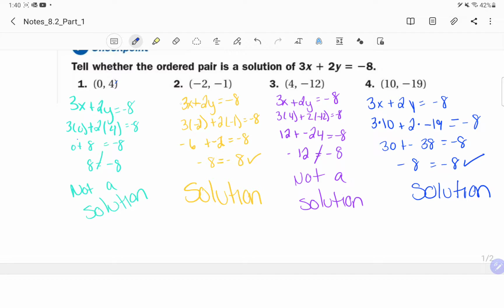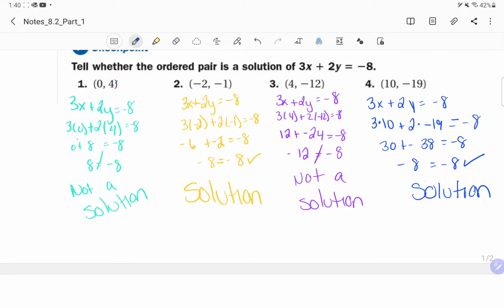For the second one, you replaced your x with the -2, the y with -1. So 3 times -2 is -6. 2 times -1 is -2. So that became -6 plus -2. -6 plus -2 gives you -8, which is equal to -8, so that is a solution.